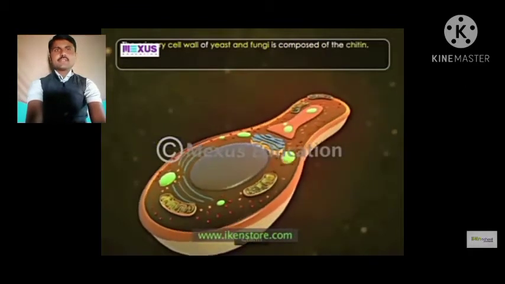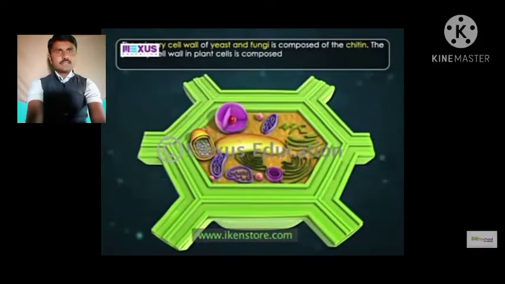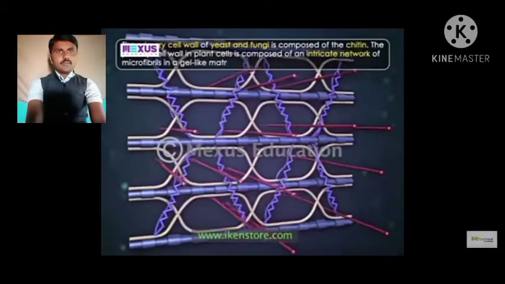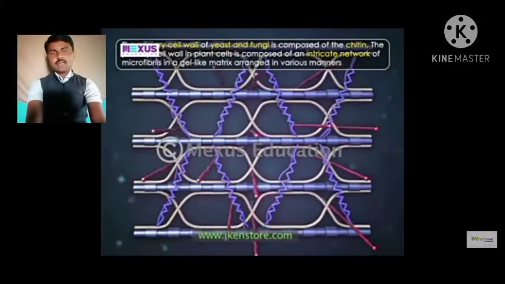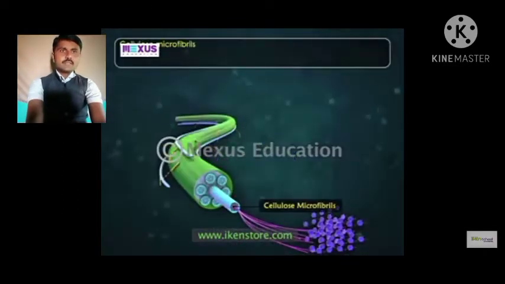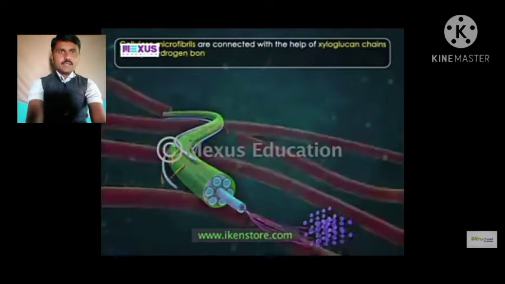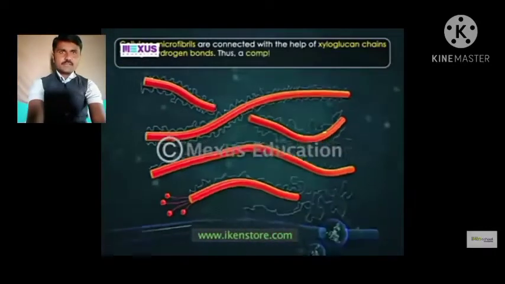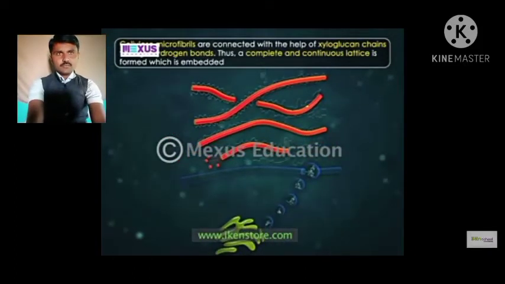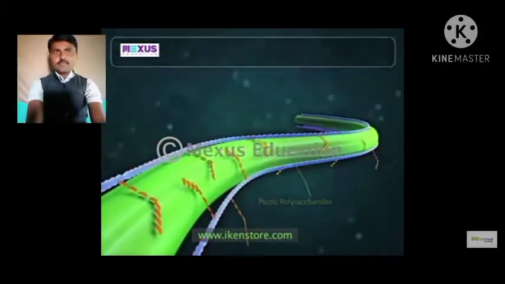The cell wall of yeast and fungi is composed of chitin. Specifically, the cell wall in a plant cell is composed of cellulose, an intricate network of microfibrils, and a gel-like matrix arranged in various manners. You can see in this diagram, cellulose microfibrils are shown in the brown layer, which are chained and linked in bundles of microfibrils, connected with the help of xyloglucan chains and hydrogen bonds, thus forming a complete and continuous lattice.